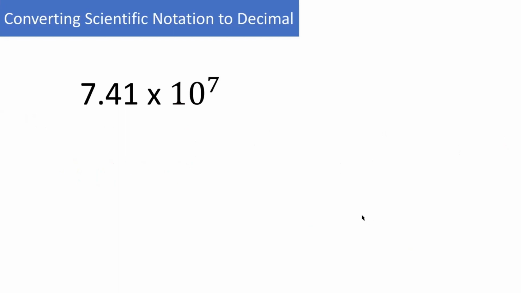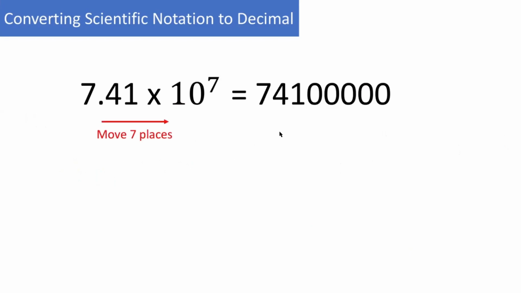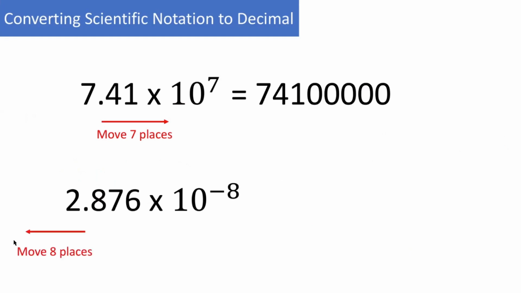Now, converting scientific to decimal is easy. You have to multiply this by 10 to the power 7, which means you need to move this to the right 7 positions. Okay, so you are adding 5 zeros. Here you are taking this decimal point and moving it to the left 8 positions.